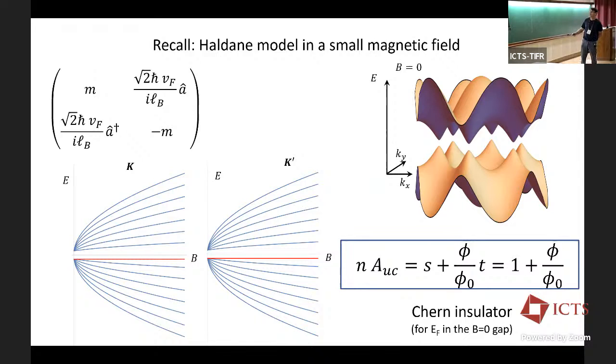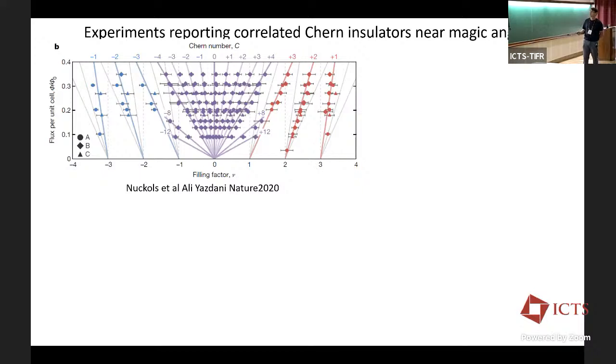All right, so I'm going to use these S and T's to label the states that are observed experimentally in magic angle twisted bilayer graphene. Okay, so I'm going to give you a brief survey of the experiments which report the so-called correlated Chern insulators near the magic angle of twisted bilayer graphene.